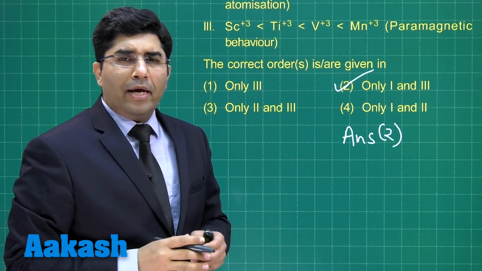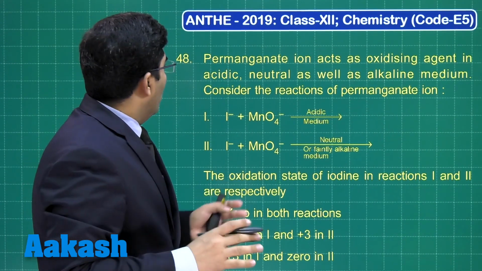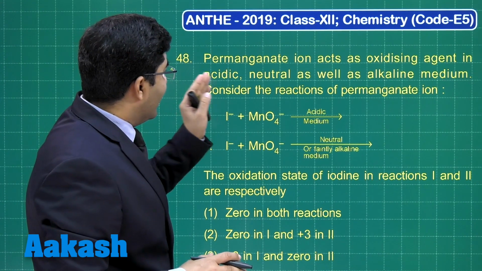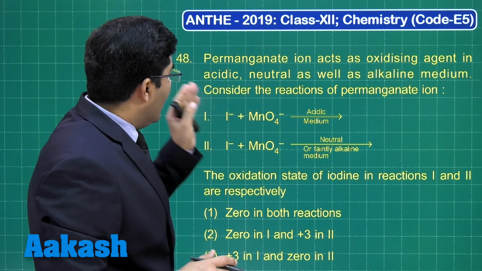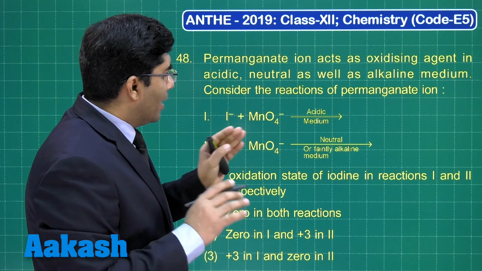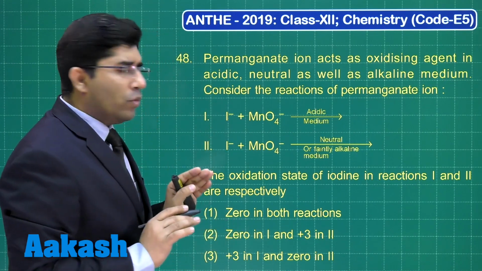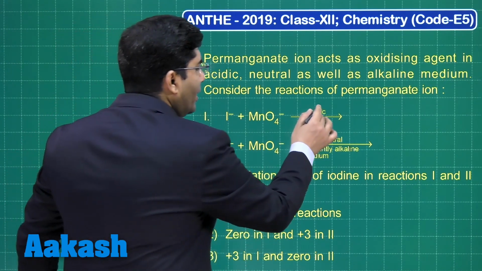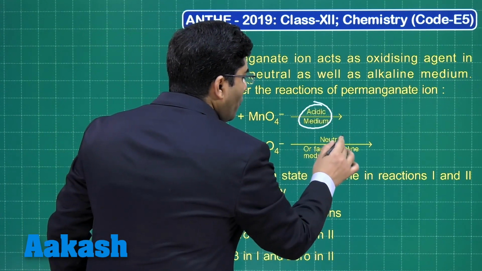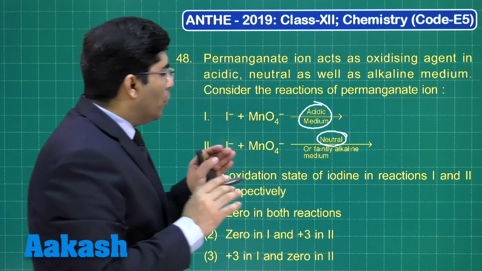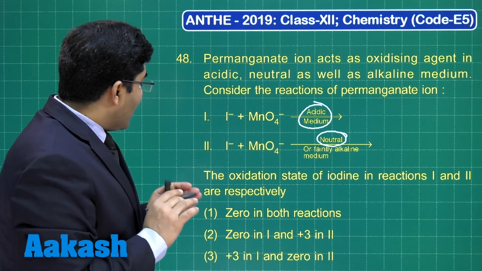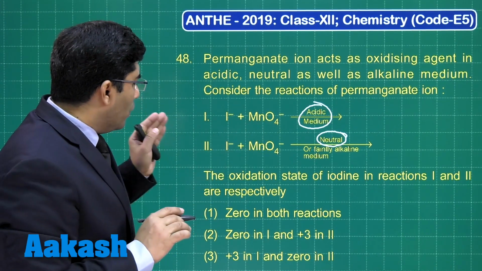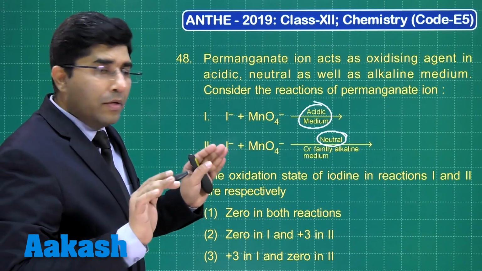Let's solve another question. Now this question is asking, the permanganate ion acts as oxidizing agent in acidic, neutral as well as alkaline medium. Consider the reactions of the permanganate ion. Two reactions are given to us. Iodide ion is reacting with permanganate ion in the acidic medium as well as faintly alkaline medium, or you can say the neutral medium. And he is asking the oxidation state of iodine in the reactions 1 and 2 respectively.